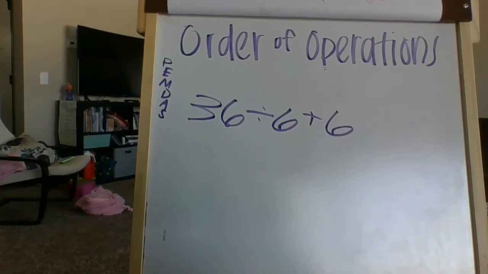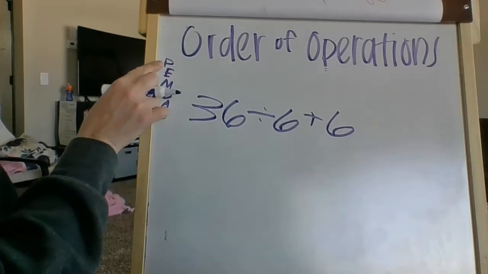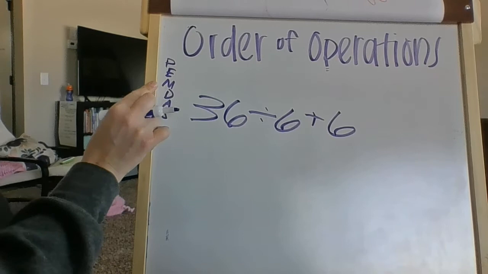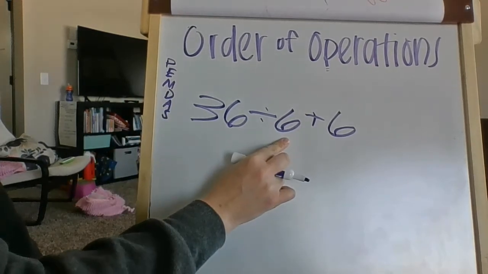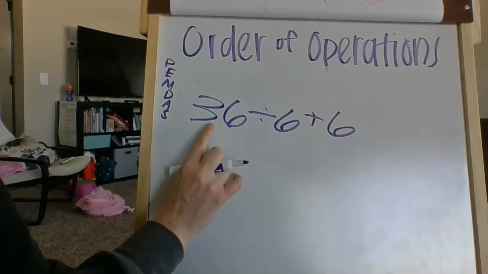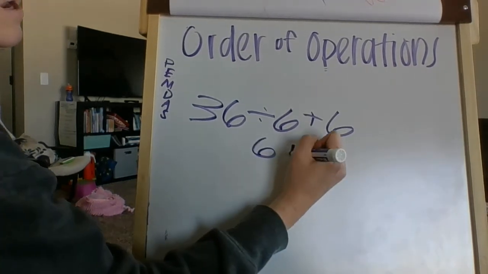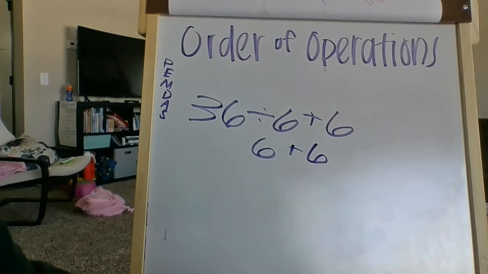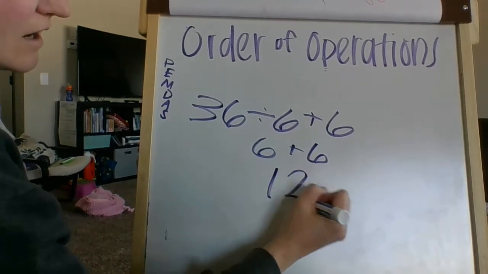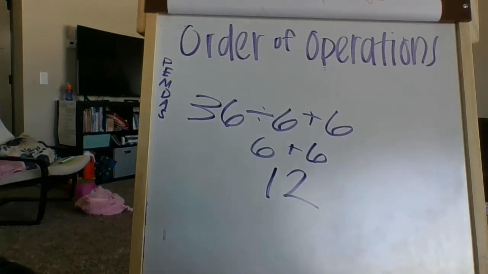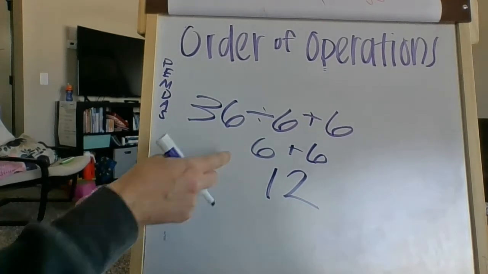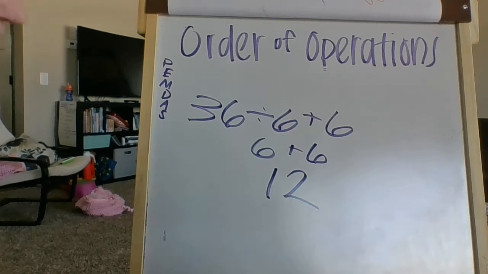Once we get to some of the more difficult ones with more operations, you might want to write a couple things down. But for these ones, we're going to think, okay, no parentheses, no exponents. Next, we have our multiplication division. There we have a division problem. So we're going to do our 36 divided by 6, which is 6. And then we have our addition. So we have our 6 plus 6. Our answer is going to be 12. So if you want to show this, great. If you don't want to, that's fine too.